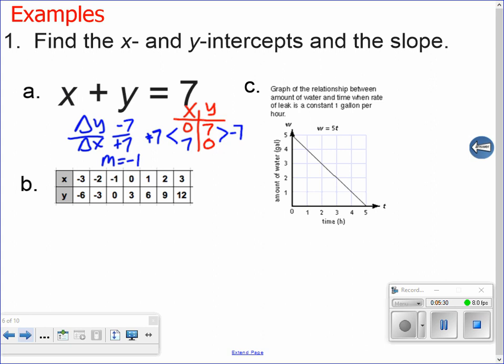If we're looking at our table here, remember that the x-intercept is when y is 0, so our x-intercept here would be (-1, 0). Our y-intercept would be when x is 0, so our y-intercept here would be (0, 3).